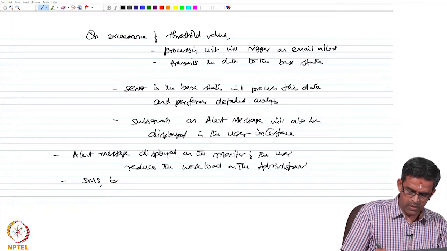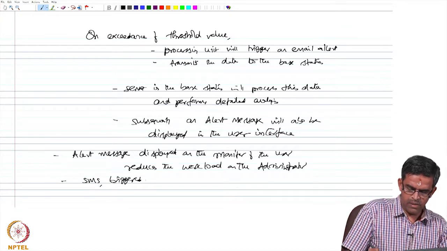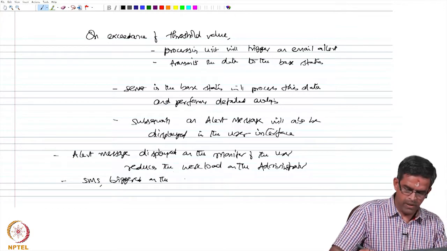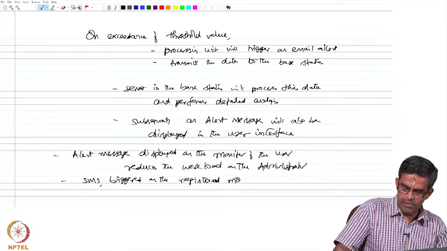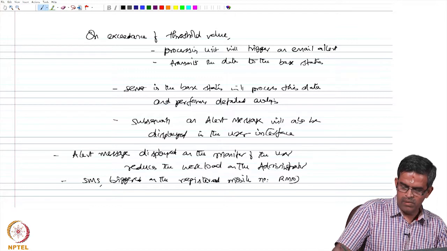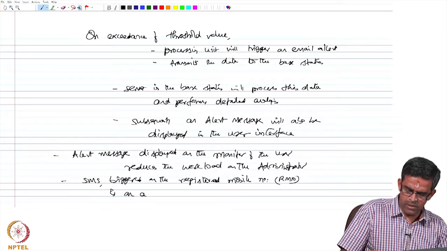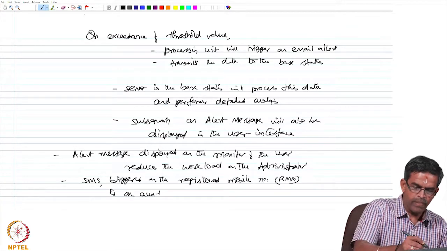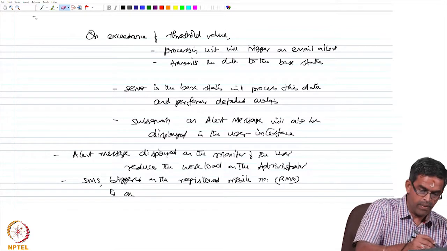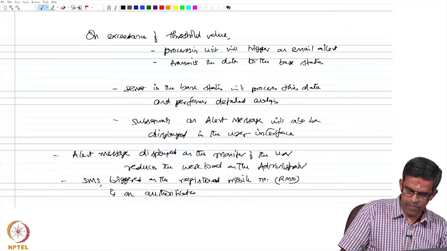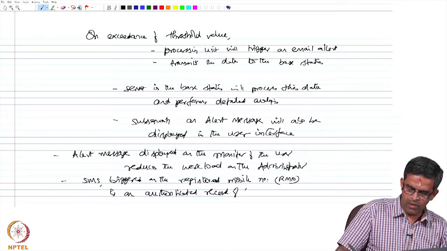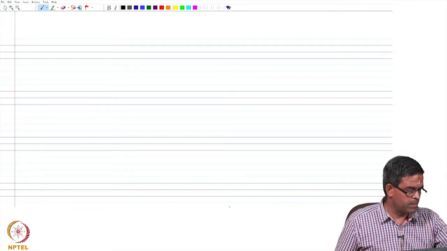Further, the SMS triggered on the registered mobile number is an authenticated information. Okay. It is an authenticated record of information which cannot be tampered. Okay.